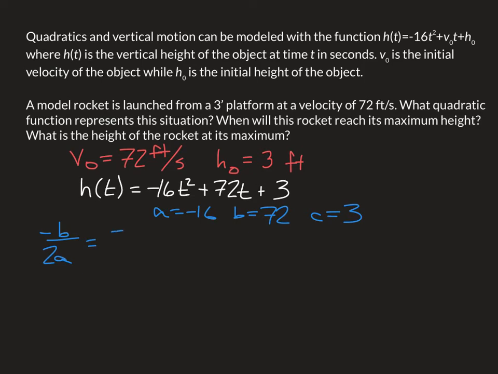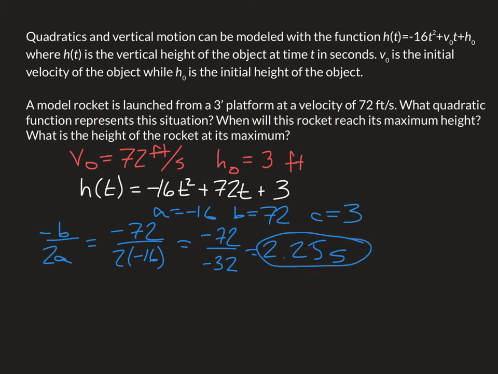So if I do a negative b, that means it's a negative 72. Divided by 2, and a is negative 16, so 2 times negative 16. 2 times negative 16 is a negative 32, and when I put negative 72 divided by negative 32 in my calculator, I get 2.25. So the x-coordinate of the vertex, or in this case the t-coordinate of this vertex, is 2.25, so that would be 2 1/4 seconds. So after 2 1/4 seconds, it'll reach its maximum height.